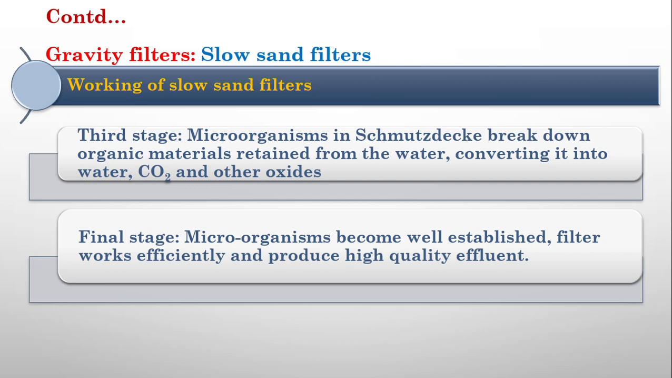Third stage is the mud deck contains actually a large number of bacteria or microorganisms. These bacteria or microorganisms will break down the other impurities in water. So then water is converted into pure water, carbon dioxide and other oxides. So this is the third stage. And the final stage is the microorganisms will become well established, and the filter will work efficiently because it can remove all the impurities from the water, and the final filtered water will be very much pure. So this is the main working of slow sand filters.